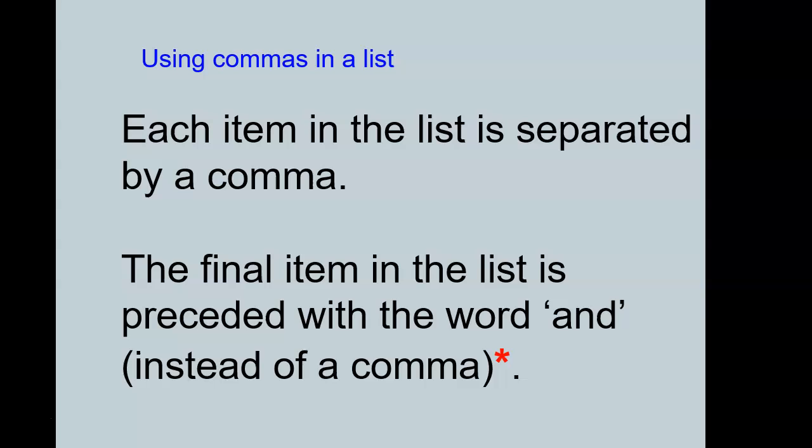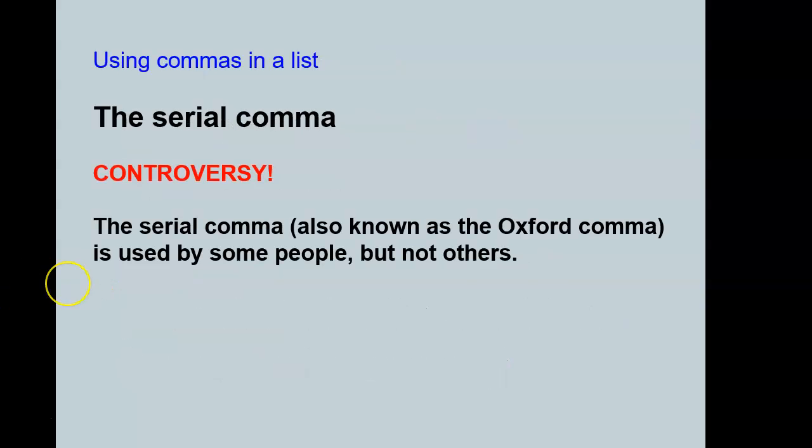Now, this is controversial, because in some systems you do use a comma to separate the last 2 items as well as the word and. And this is called the serial comma or the Oxford comma. If you're writing for a school or publication or institution, then you need to find out which system of commas your institution uses, if they require the serial comma or not. I'm going to talk about both kinds of comma in this video because they are both useful.